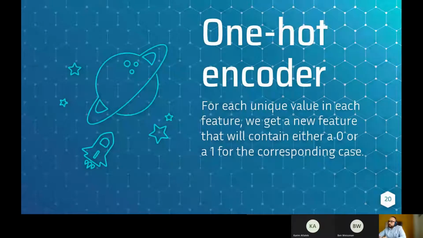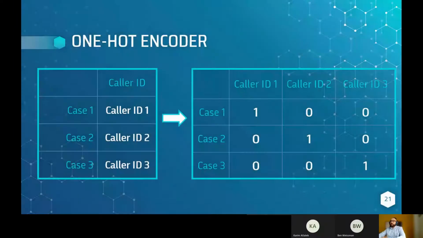The first one that we're going to look at is the so-called one-hot encoder, where for each unique value in each feature, we get a new feature that will contain either a 0 or a 1 for the corresponding case. The corresponding case means that particular row in the data set. How does that look in practice? You can see the one-hot encoder here. If this is the source table, the source data set, what we are doing is trying to transform our categorical values, which are caller ID, caller ID2, caller ID3, and we're trying to encode them.